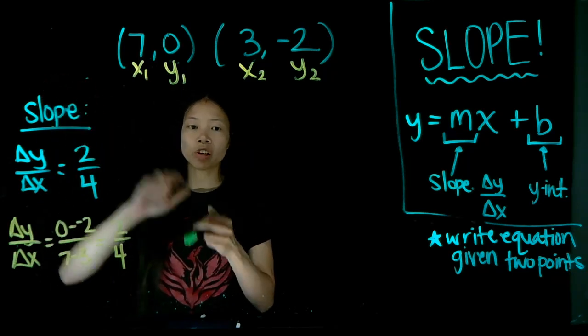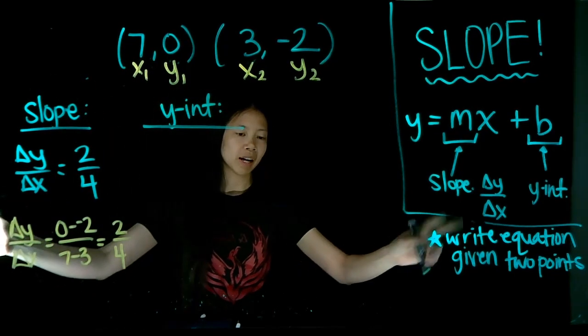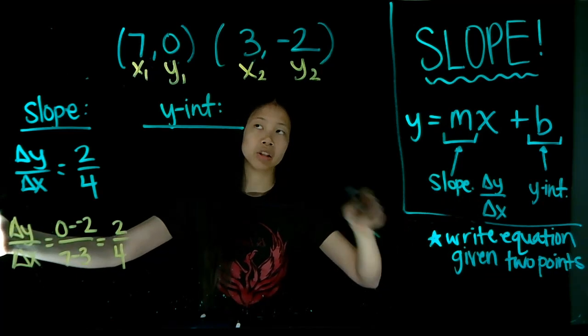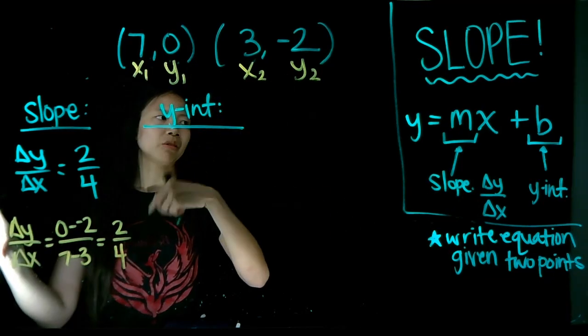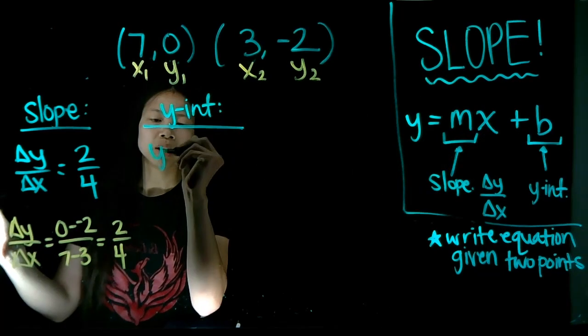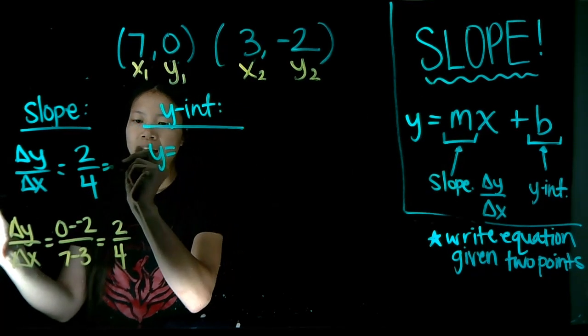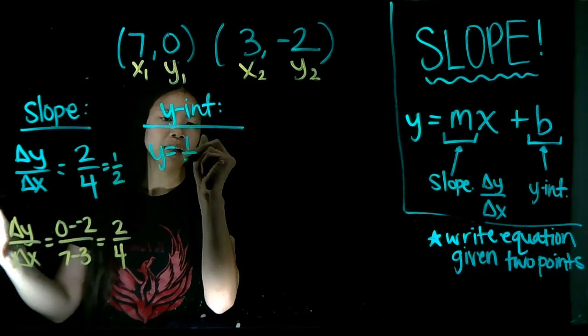Now that we have our slope, let's find our y-intercept. Just like we did when we were writing the equation given 1 point, I can use one of these as a test point. So let's write what we have so far for our equation. y equals mx plus b. y equals, I know m is my slope, which is 2/4, or I can simplify that down to 1/2. So 1/2 x plus b.